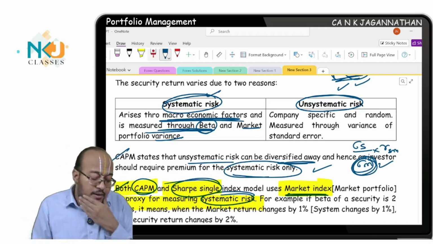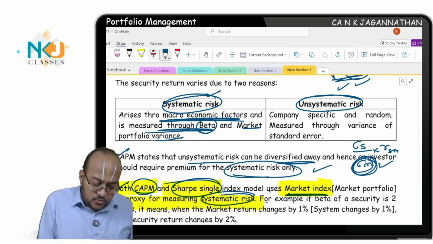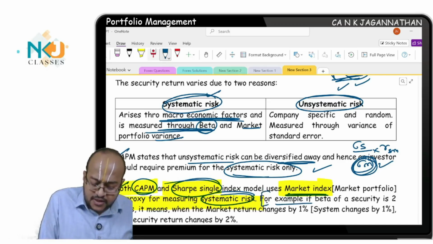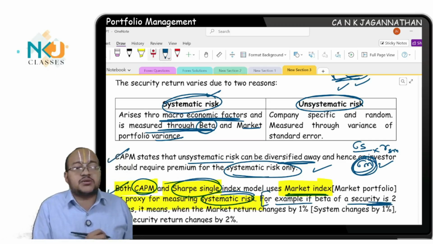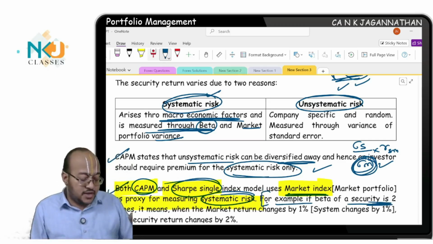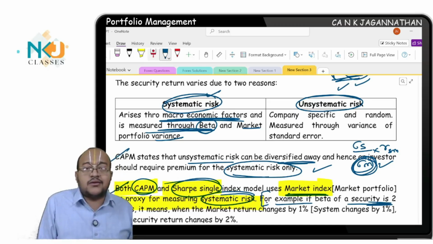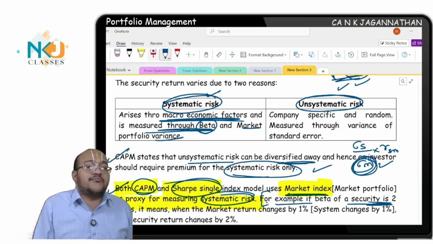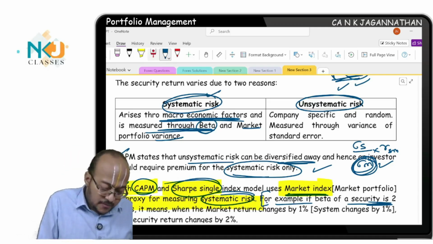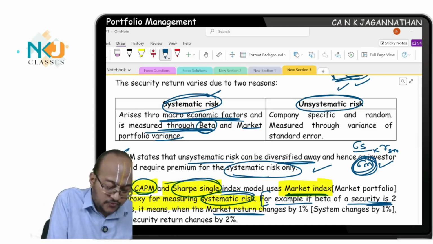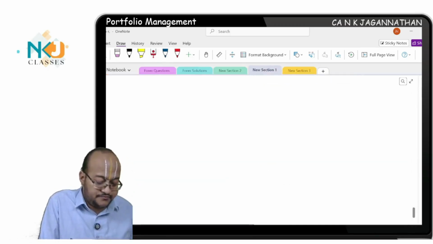Agreed? And to put it simply, if the beta of a security is 2 times, what does it mean? The security return changes by 2% when the market return changes by 1%. Correct? Very simple. I'll just show you with the help of a graph so that you can better understand.